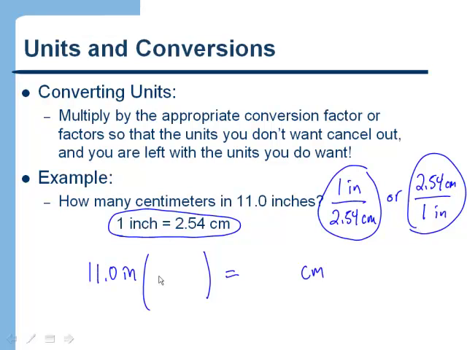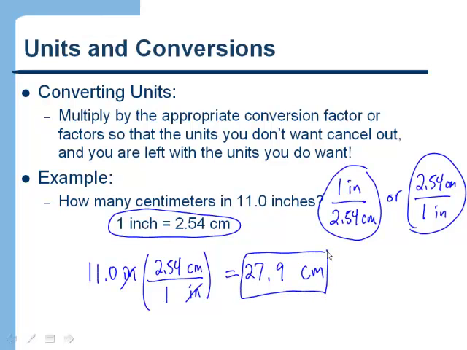Well, if inches is going to cancel out, it needs to be down on the bottom since it's up in the numerator here. So I have 2.54 centimeters over 1 inch. And I can see inches cancels with inches. And now I just multiply 11 times 2.54. If you do that on your calculator, you should get 27.9. And the only unit we're left with is centimeters, which is what we want. So that's how I would do that unit conversion.